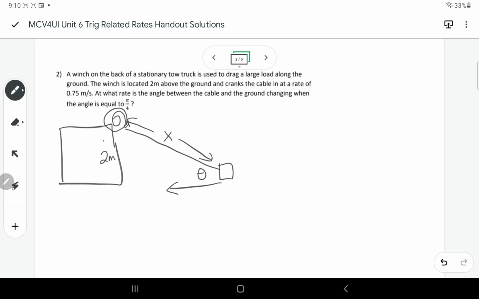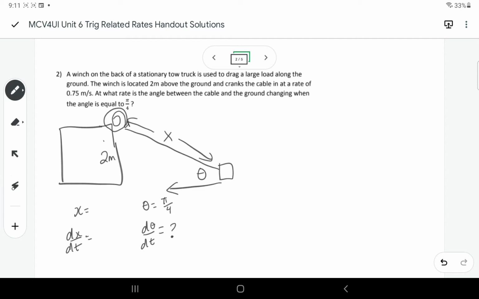Okay. So I know that I have x, I have theta, and I have dx dt and d theta dt. I know that I'm looking for this when it's happening at pi over 4. I want to know how the angle is changing.